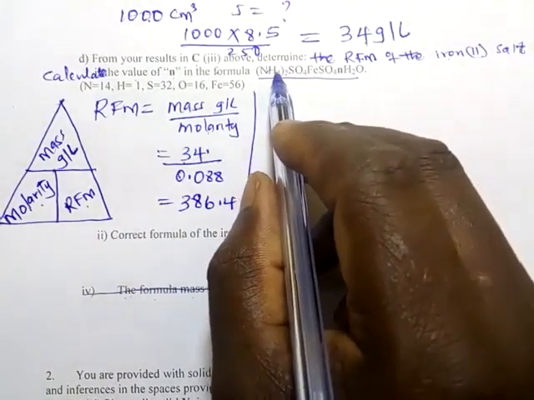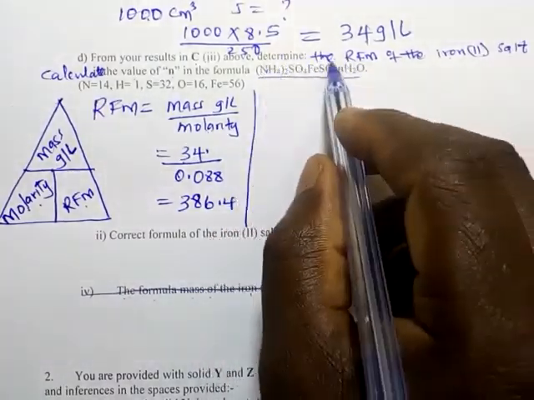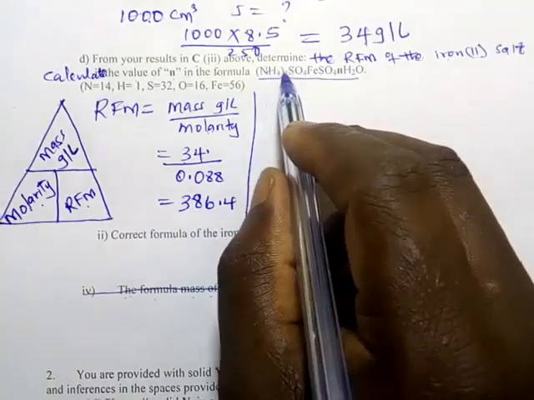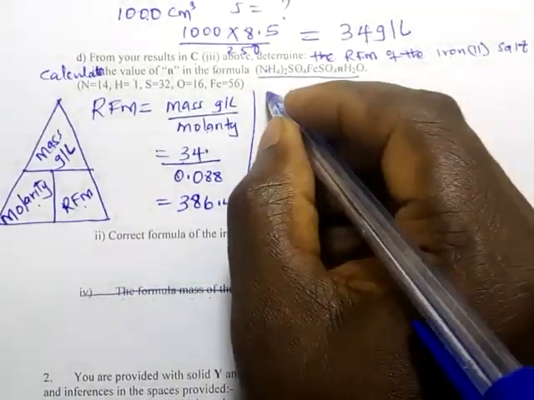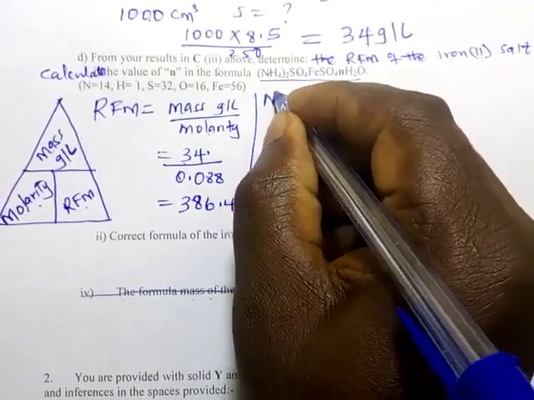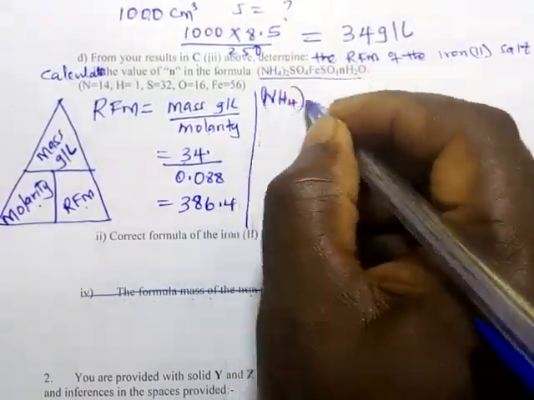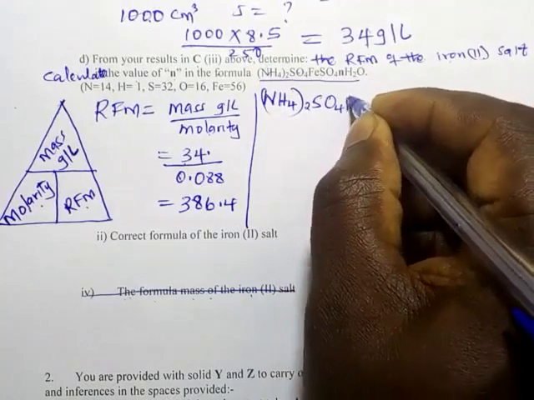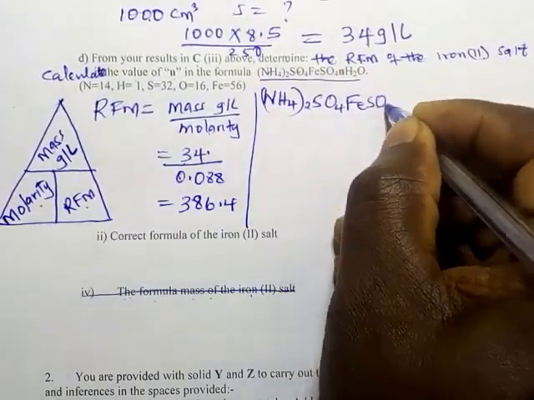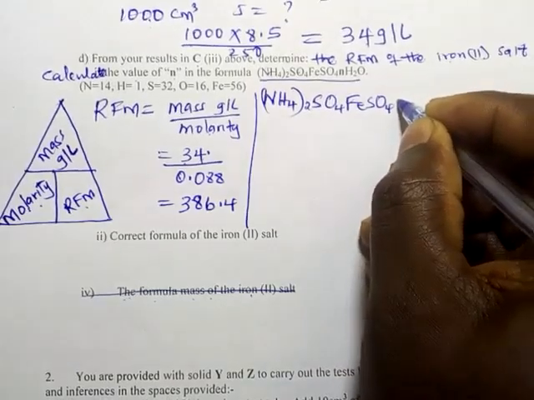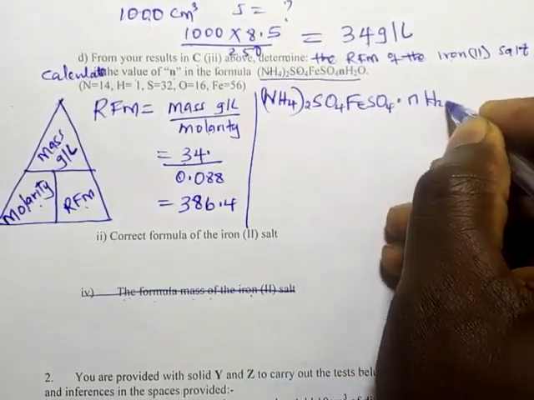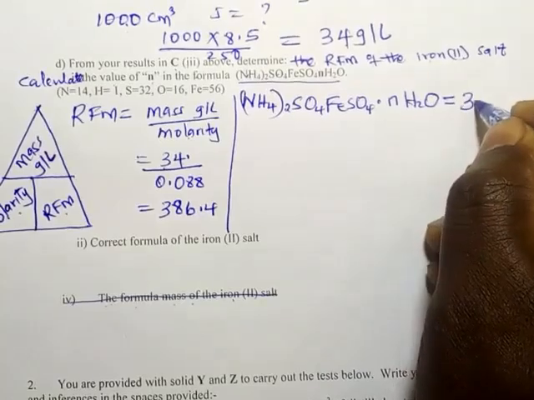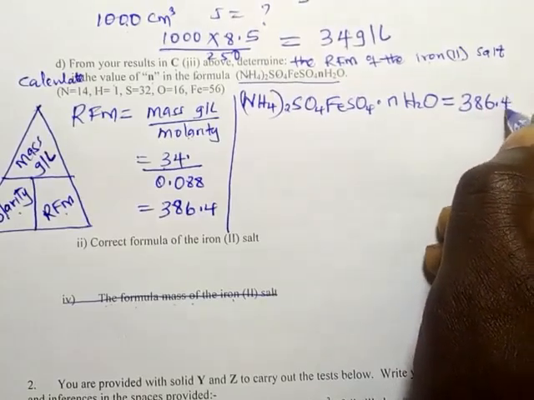But we know that the RFM comes from this formula. When you add the mass of each element here, you will get this. So it means that the ammonium ion, when you add everything here, you will get this 386.4.